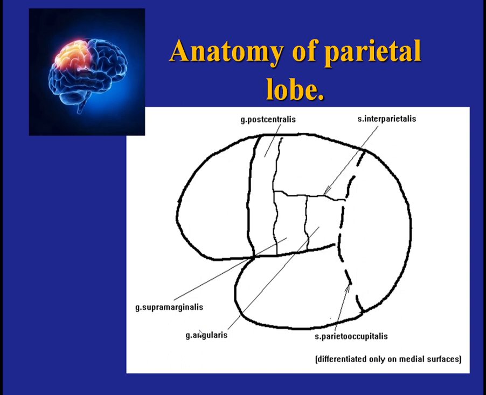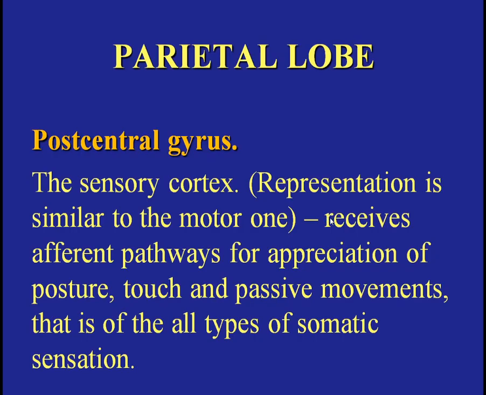Anatomy of the parietal lobe. We can see the postcentral gyrus, sulcus intraparietalis, and below, gyrus supramarginalis and gyrus angularis. Postcentral gyrus. This is the somatosensory cortex. Representation is similar to the motor one.